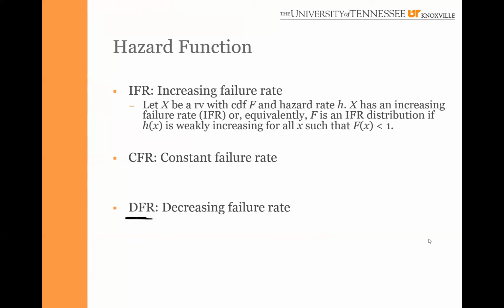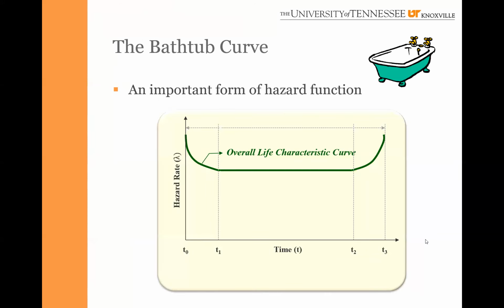So with the shape of the function, whether it's increasing, decreasing, or constant, we call it IFR, CFR, or DFR. That brings us to the bathtub curve, which is one of the most important hazard functions for products that's commonly used. It's called bathtub curve because of the way it looks like a bathtub, right? And it consists of three parts. So the first part, zone 1, it's called burn-in or infant mortality zone. What do you notice about the hazard function from T0 to T1? The hazard function decreases. So it's decreasing failure rate.